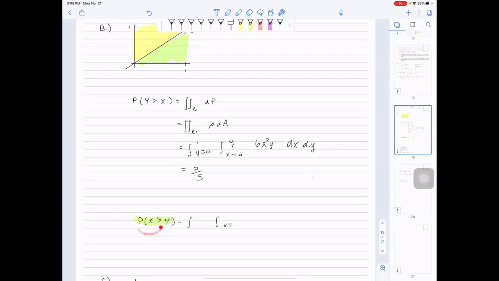Okay, then for the green one, if we wanted to do dx, x enters at the x equals y line. It exits at x equals 1. Out of all these possible lines we can draw, the smallest y value is 0 and the largest is 1. So we have that integral of the same density, dx dy. And that will give you 3/5. Any questions on how I did that?